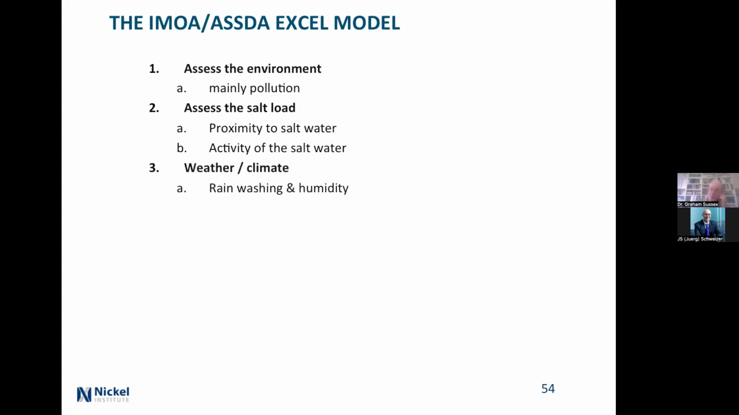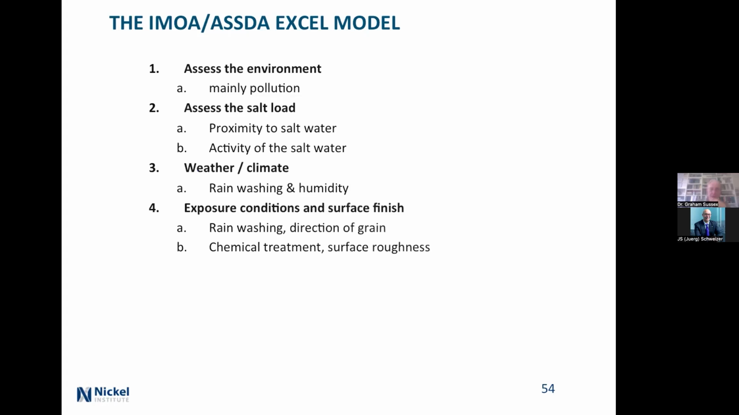What's the weather like? How much rain comes, what's the humidity like? And if you're talking about the exposure conditions, is it going to be rain washed? If it's polished, is it polished vertically so it drains, or is it polished horizontally so things get trapped? What sort of chemical treatment was happening? Was it passivated properly chemically? And what was the surface roughness? Is it 1 micrometer Ra? Is it 0.5? Is it a mirror polish? And how often is it going to be washed? Maintenance schedule. Mind you, we're not talking about the natural washing. We're talking about, is there a maintenance schedule?